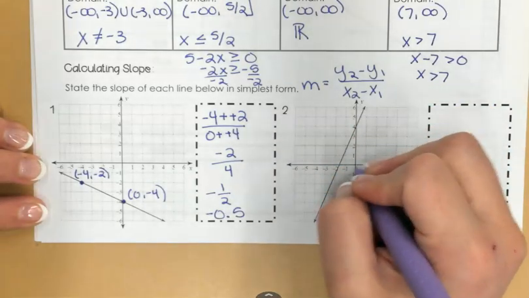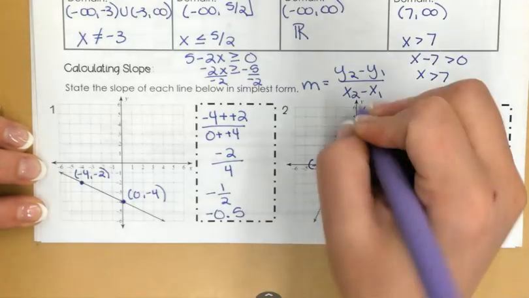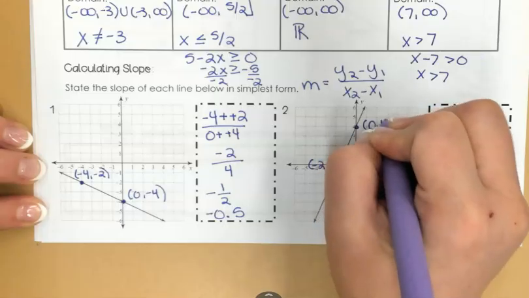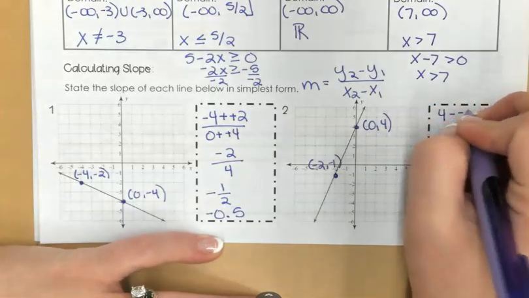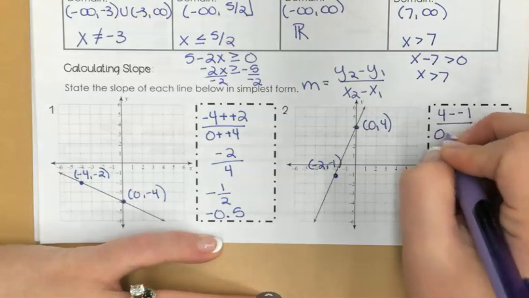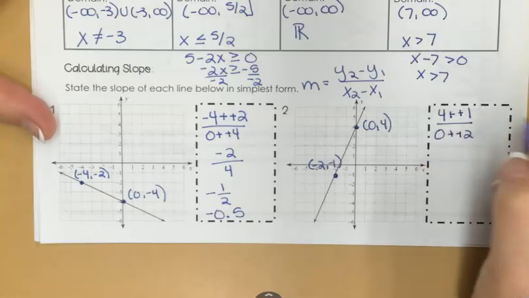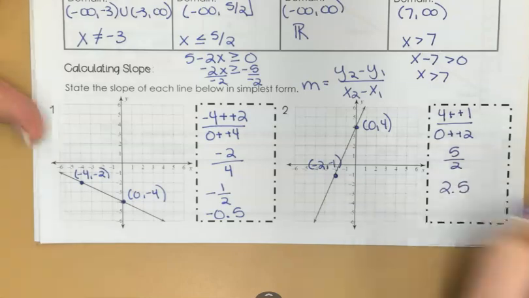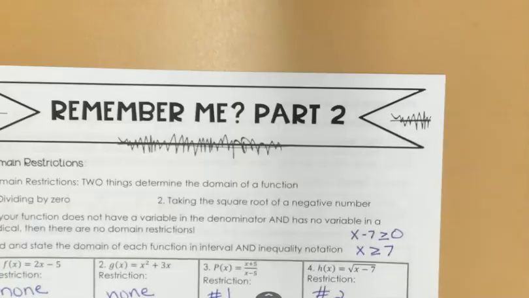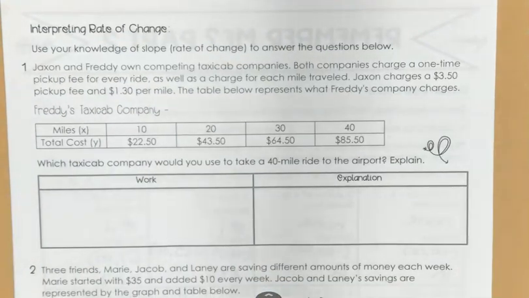Moving on to the second graph, I've got a point here at negative 2, negative 1, and another one at 0, 4. So for my slope, I'm going to do 4 minus negative 1 over 0 minus negative 2. Again, both of those become plus positive. So we have 5 over 2, or 2.5. Now, keeping all of that in mind, we are going to use what we now know about slope to interpret rate of change. Remember, rate of change just means slope.